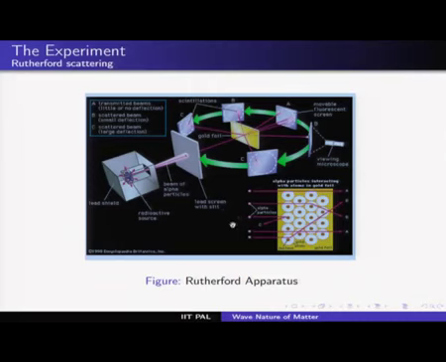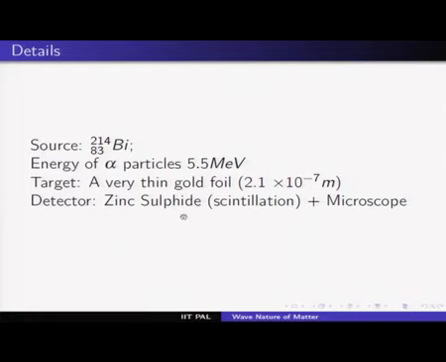So we are interested in the experiment of Rutherford, and this again is a picture taken from the Encyclopedia Britannica, and this illustrates very well what Rutherford did. So probably I should describe this and then go to the experimental detail. So he took a radioactive source which was nothing but bismuth.